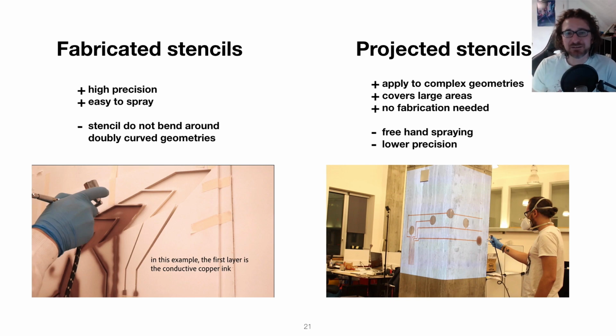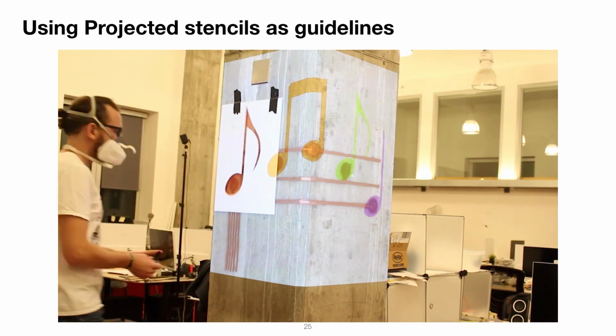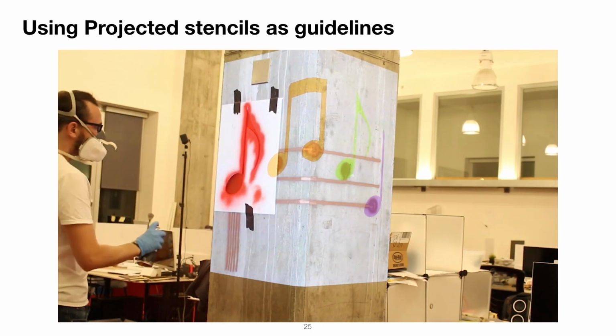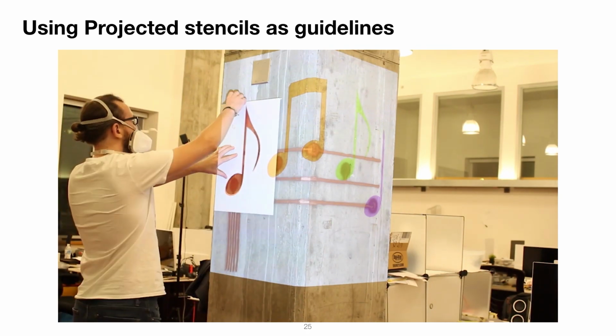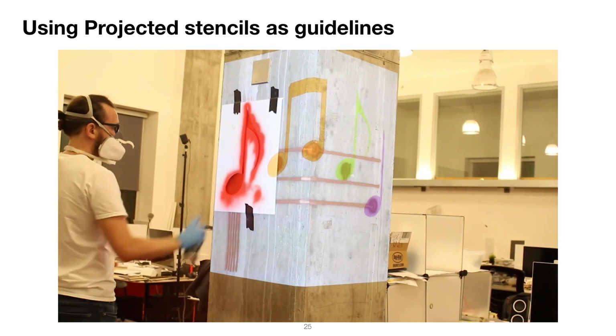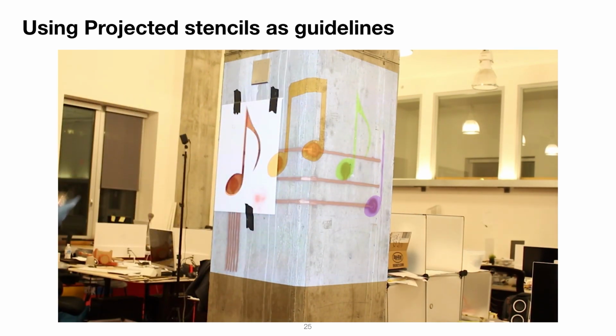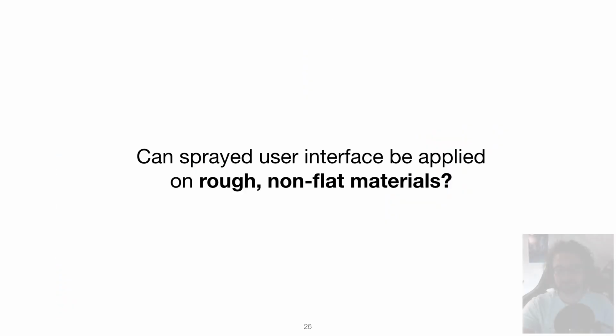However, you can also combine the advantages of both stencil types. You can use the projected stencil as a guideline where to put your fabricated stencil. In this way, you have full control over your entire design, and you can fabricate parts of the design as fabricated stencils, and then spray it one after the other.